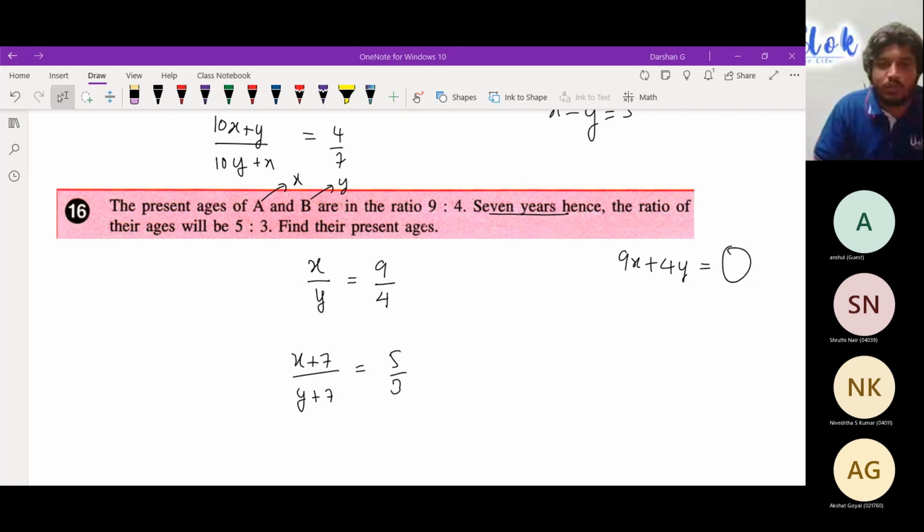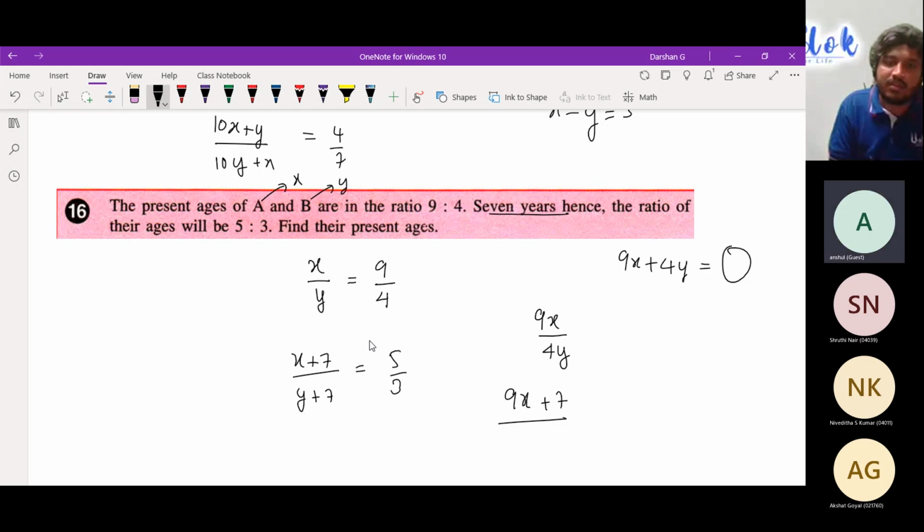Oh, you took it as one variable. So you did 9x plus 7 whole divided by 4x plus 7 equals 5 by 3. How much are you getting for x?